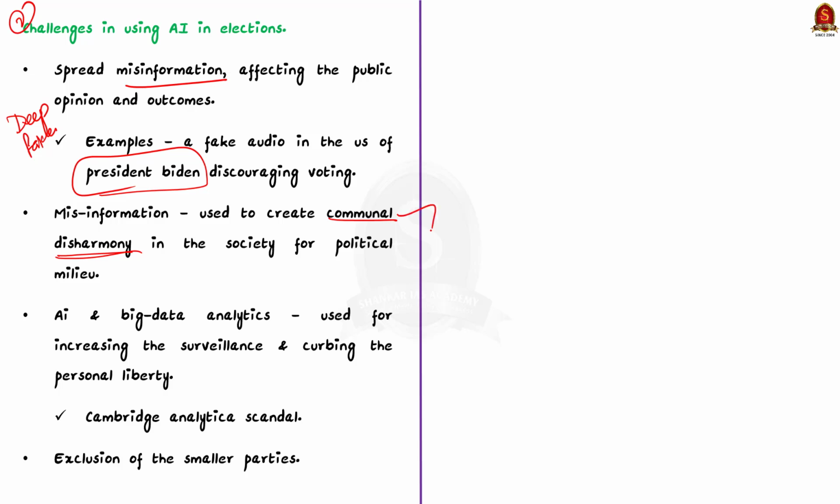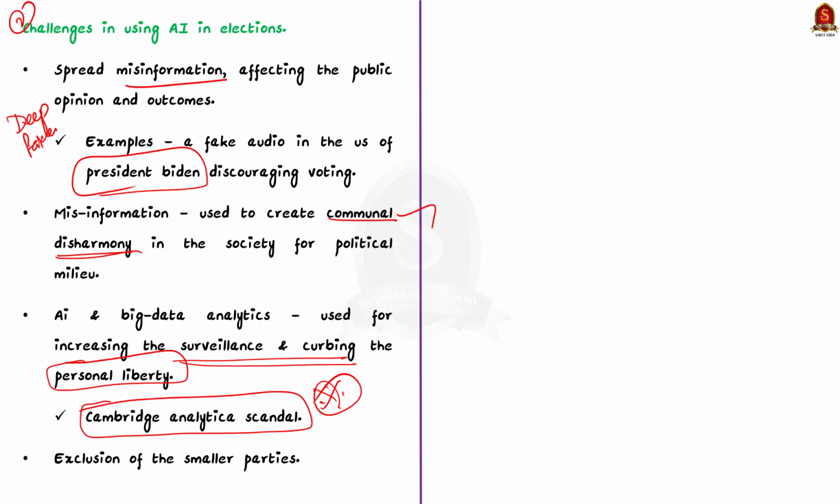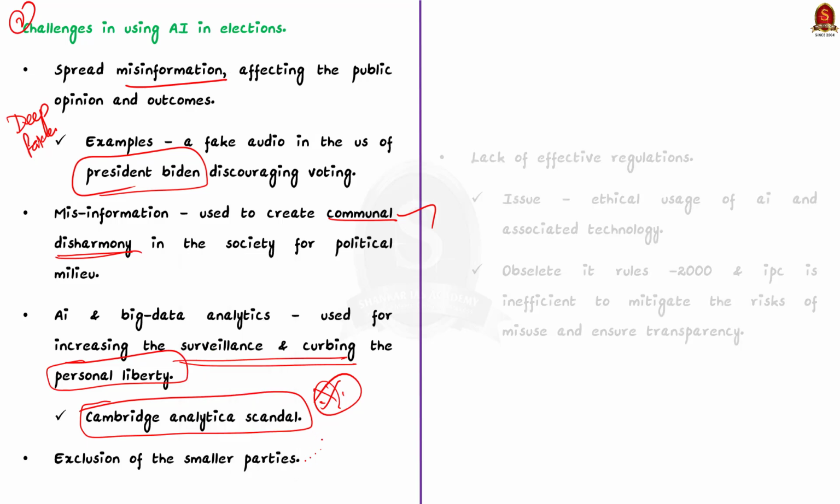Secondly, AI and big data analytics could be used for increasing surveillance and curbing personal liberty. For example, the Cambridge Analytica scandal is a glaring example of using technology to suppress democracy. Thirdly, with the aim to reduce inequality, this may actually perpetuate it. This is because the largest parties can afford it while neglecting the smaller parties.